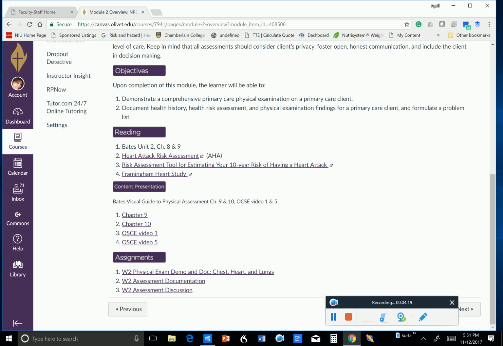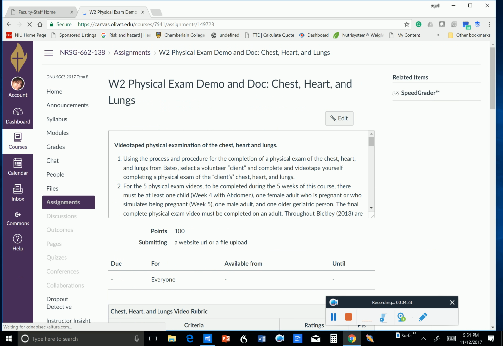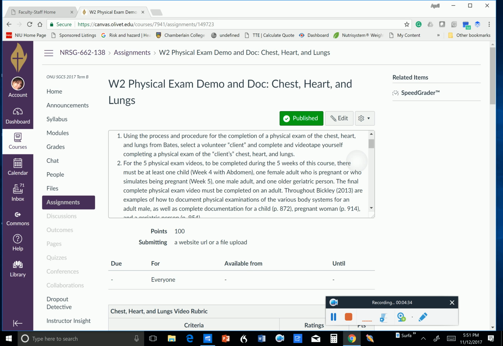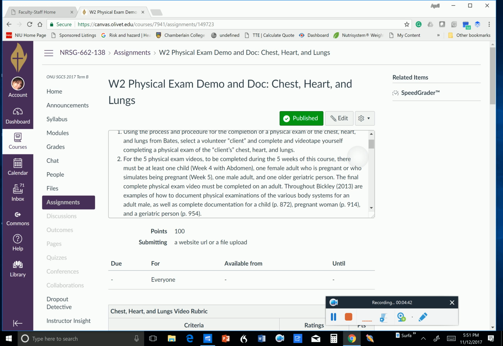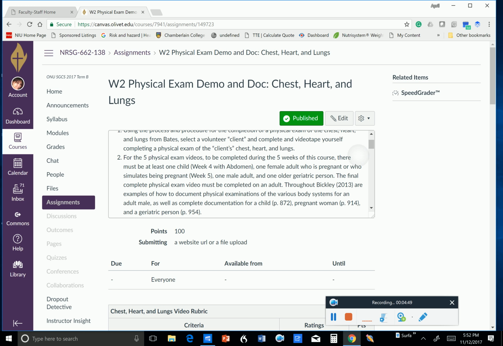All right, so let's go to this one here. I'm going to open up your assignments. And this one is your videotaped physical examination of the chest, heart, and lungs. So let's see what it says here. Using the process and procedure for the completion of a physical exam of the chest, heart, and lungs from Bates. Select a volunteer client and complete the videotape yourself, completing a physical exam of the client's heart, chest, and lungs.